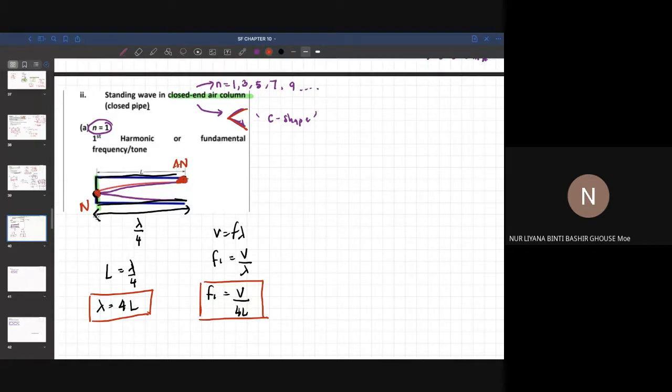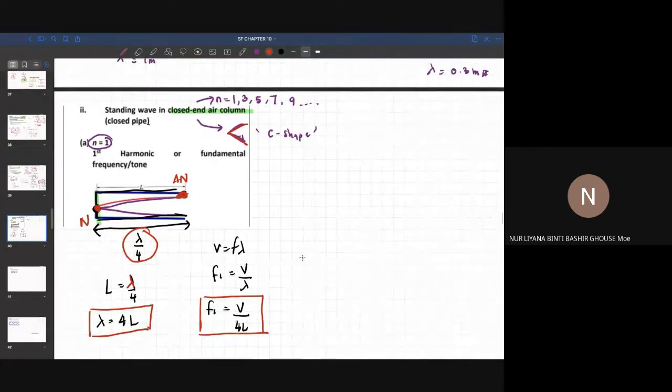So distance between a knot and an anti-knot is lambda over 4. Okay, so total dalam tube ni, total lambda yang ada adalah lambda over 4. Ada satu je. So which is lambda over 4. So when we rearrange, kita darabkan 4 tu ke atas, kita akan dapat lambda equals to 4L. Okay, so V equals to F lambda. Okay, so kalau kita nak frekuensi, kita akan rearrangekan dia sebagai V over lambda. Okay, dan kita masukkan lambda kita which is 4L. So kita dapatlah equation frequency for the first harmonic untuk close end air column.